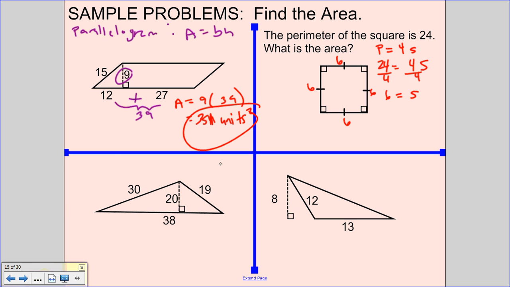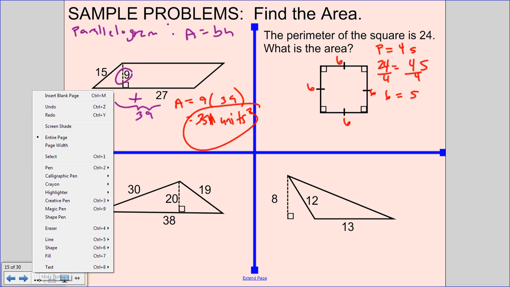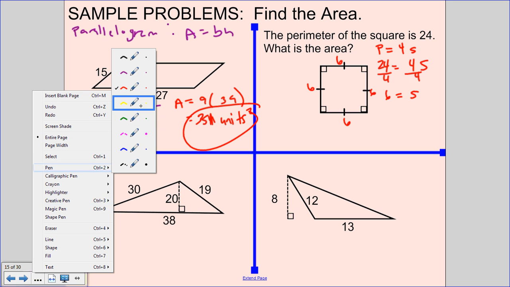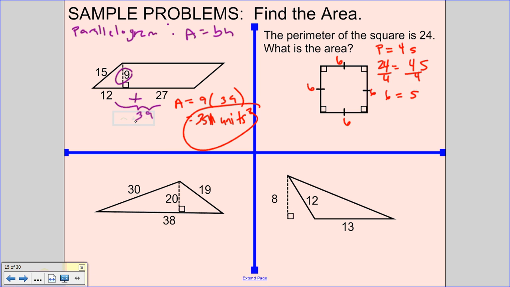Now that I know what each side is, I can find the area. So the area is equal to the side squared. So that means 6 squared, which is 6 times 6, or 36 units squared.